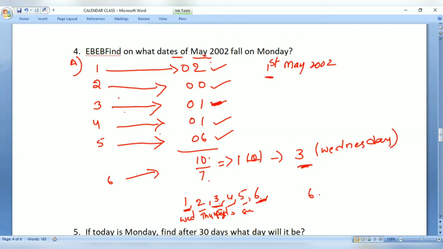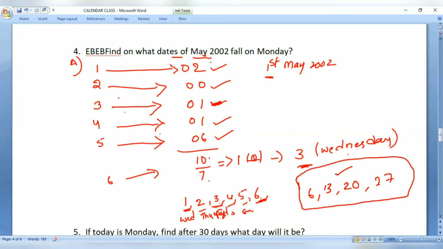If the 6th is on Monday, then the 13th is also Monday because it is 7 days from it. Then the 20th will be on Monday. Then the 27th will be on Monday. So 6, 13, 20, 27. These are the days which fall on Monday in the month of May in the year 2002. Okay. So this is how we will be solving the questions. Okay, guys. Now, let us move on to the next question.